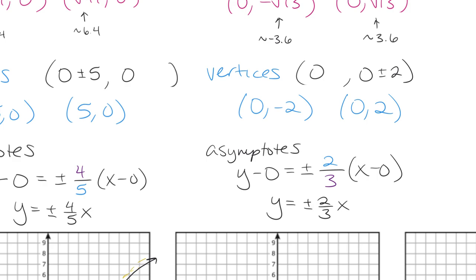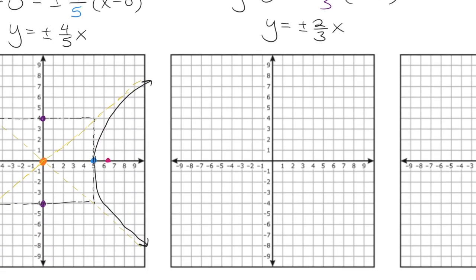I know I could use it as the slope of up 2 over 3. But I also know that that gives me the box corners to be able to draw this better. So we start with what we know. We know the center is at 0, 0. We know the foci are at 0, negative 3.6-ish and 3.6-ish. Do your best. We know our vertices are at 0, 2 and 0, negative 2. Notice all 5 of those points are on the same line, my transverse axis.